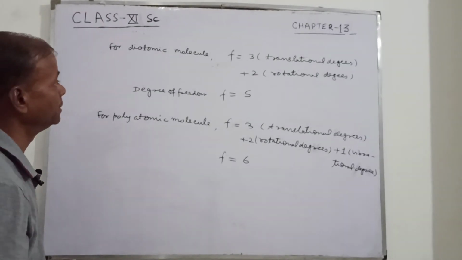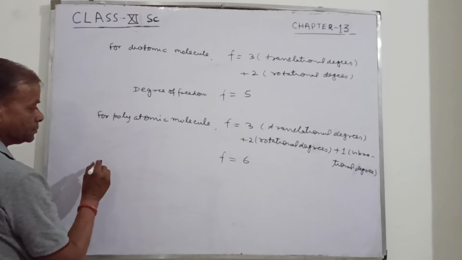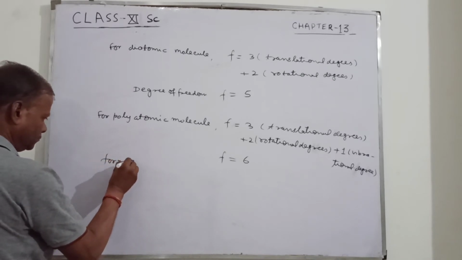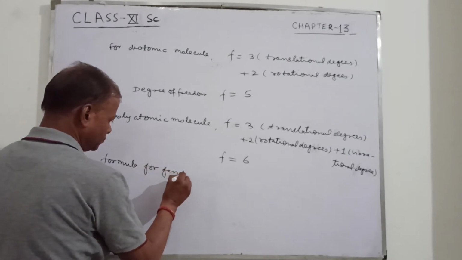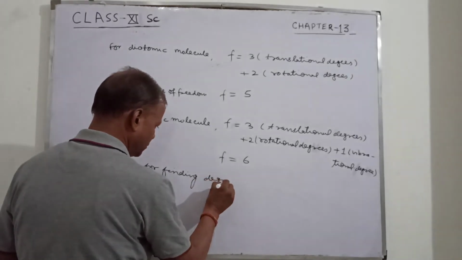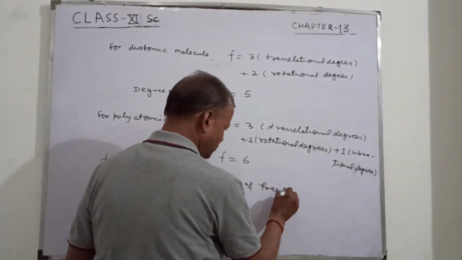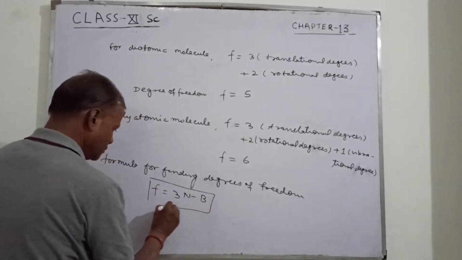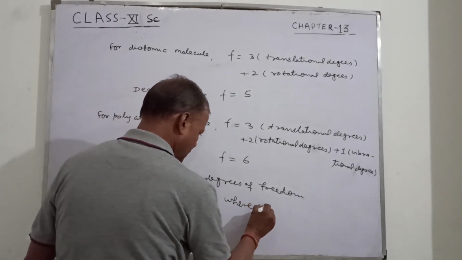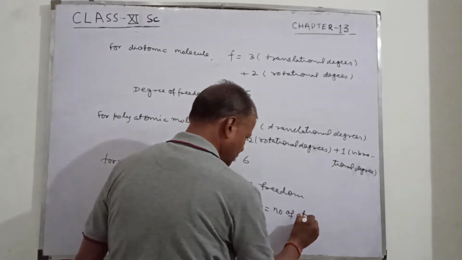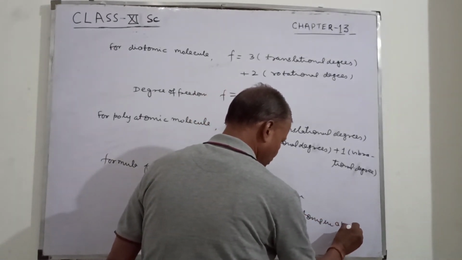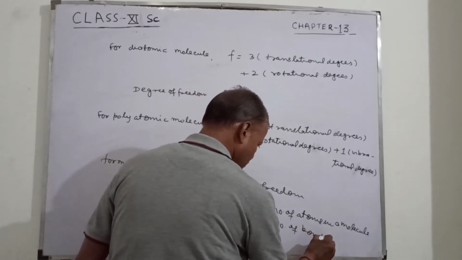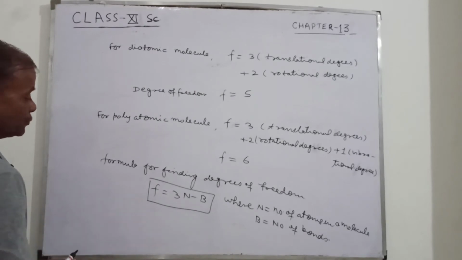So a general formula for finding the degrees of freedom: F equal to 3n minus b, where n equal to number of atoms in a molecule and b is the number of bonds. So now you can apply to this one.